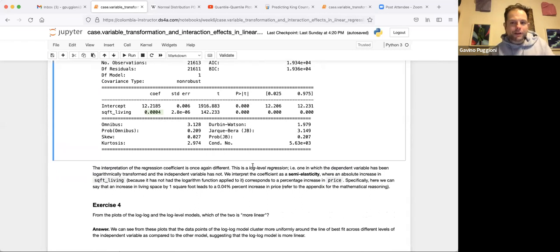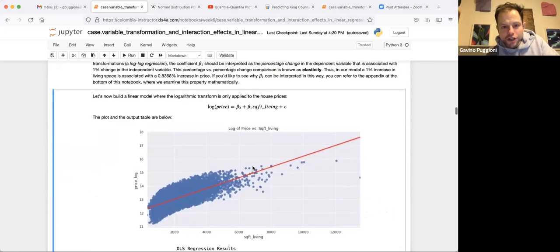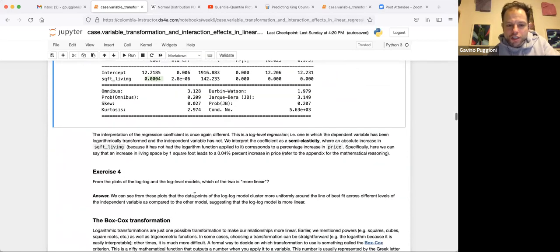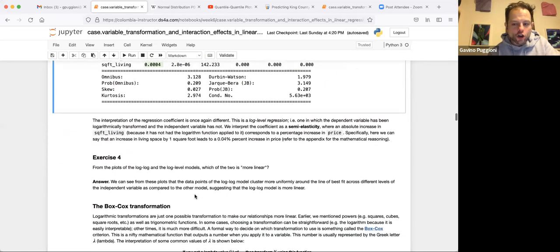So comparing the plots of the log-log and the log-level model, which one is more linear? We can see that the log-log model seems to cluster more uniformly around the line of best fit, suggesting that the log-log model is more linear, and the problem is this part right here. However, for certain parts of the data, they seem to be clustering more correctly. So we might want to keep the log-log.